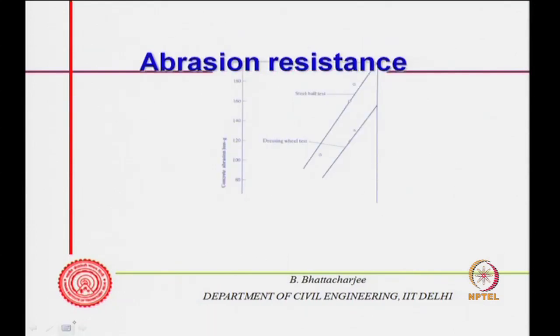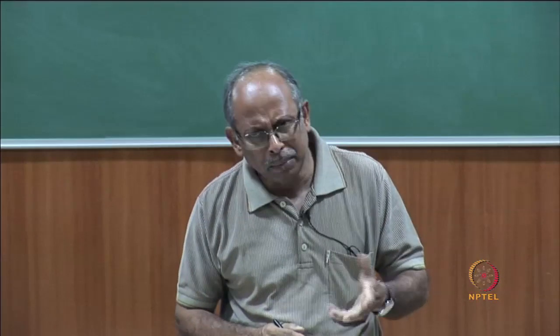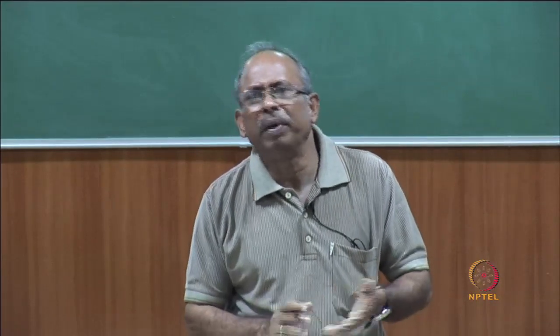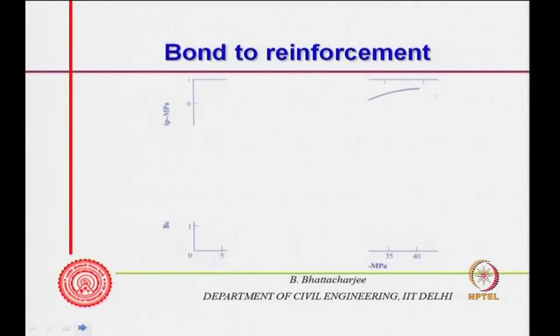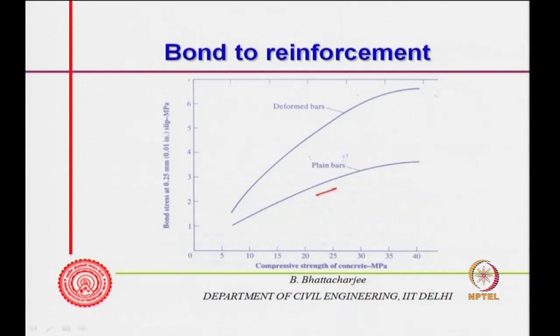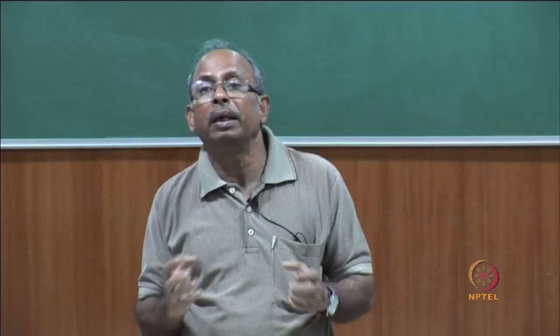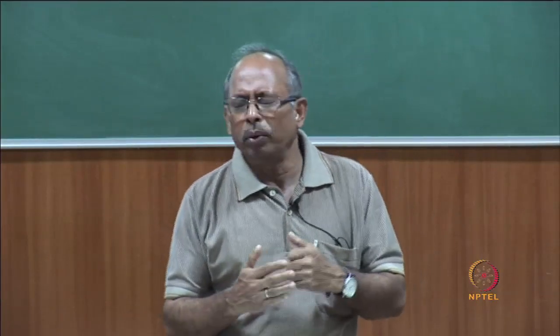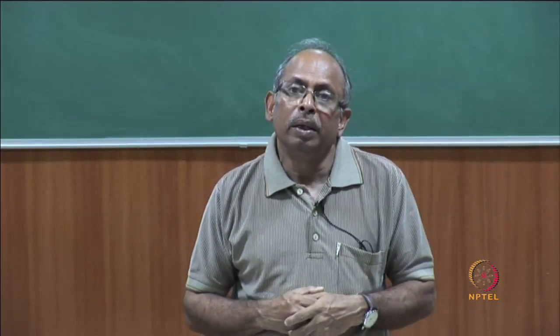Abrasion is again related to compressive strength, as you are rubbing; how much, what kind, depends upon the different types of test. Actually, you can rub it and find out the percentage of material generated, and this is also related to compressive strength. Bond to reinforcement, for plain bars and deformed bars, is again related to compressive strength. Bond strength can be found by a pull out test. So, what we find is all these strengths are related to compressive strength: bond, fatigue, impact and abrasion resistance.